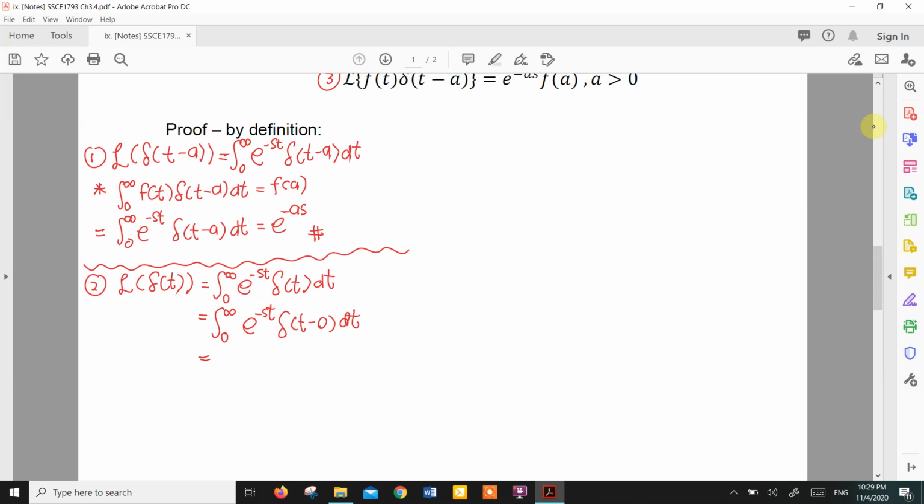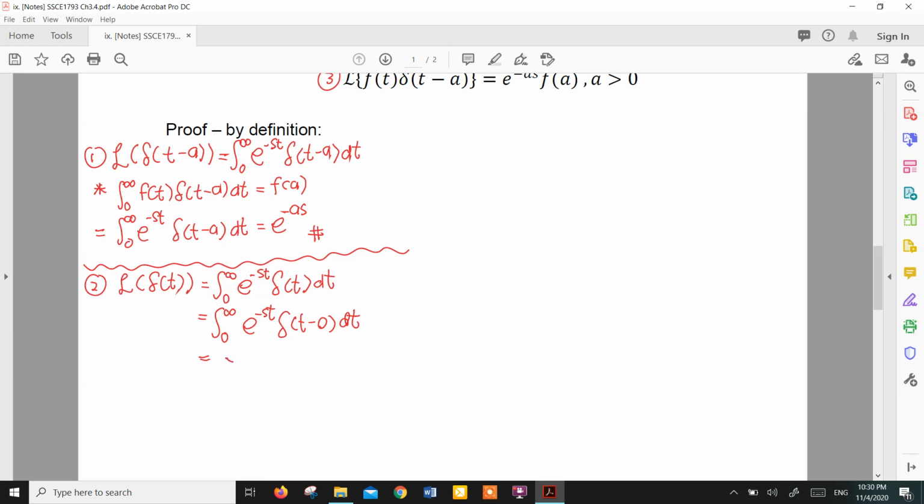When you have this function, you just copy the function, you replace t by a. The same goes with this one. If you have a function times delta(t minus a), then you copy back the function, but you replace t by a. It is the same form: a function times delta(t minus a). But for this case, your a is equal to 0. Here, your a is a. So that's why you replace the t by a here.